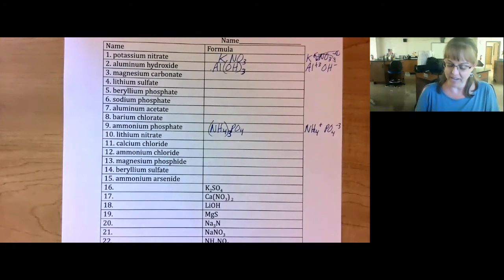By the way, you will never have 2 sets of parentheses in the same compound. You will only have 1 set of parentheses or no parentheses.